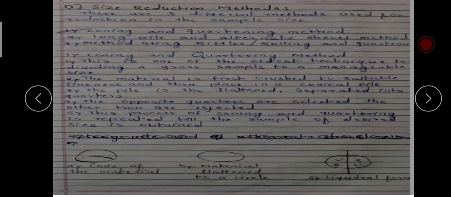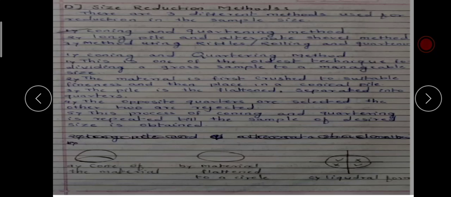So, friends, there are three different methods which are used for reduction of the sample size. First is the coning and quartering method. Second is the long pile and alternate shovel method. And the third is the method using riffles or rolling and quartering.